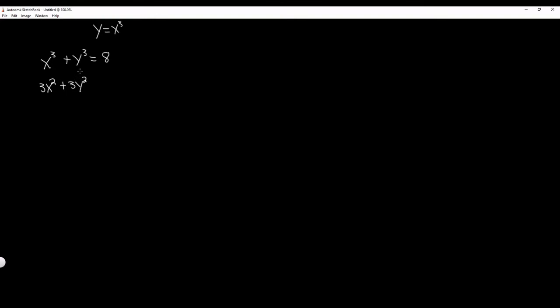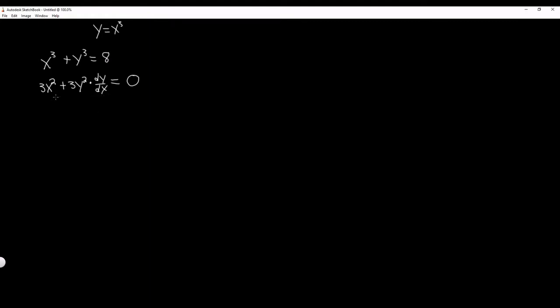But this is where things change. Anytime you take the derivative of a y variable, you must also then multiply it by dy/dx. Okay. And then it just goes on from there. It is equal to the derivative of 8, which is 0. So now we're done with the first part of the problem. The second part of the problem is we're going to have to solve for dy/dx.